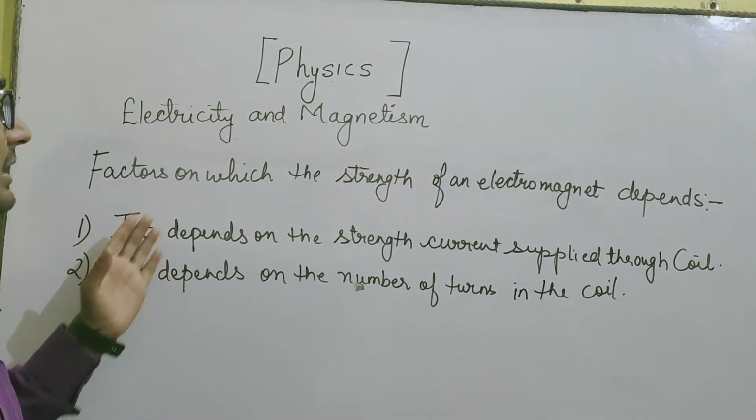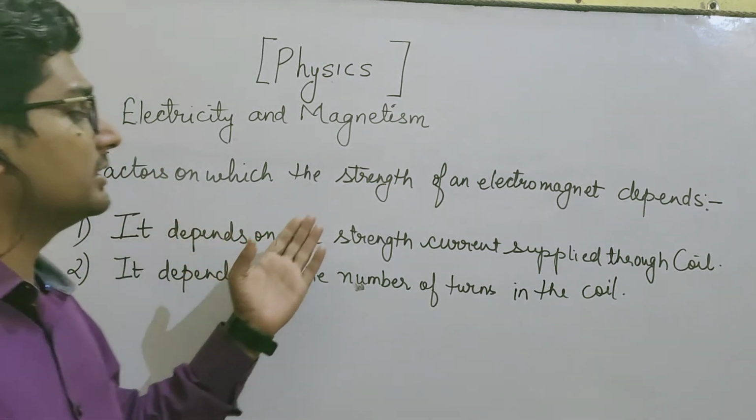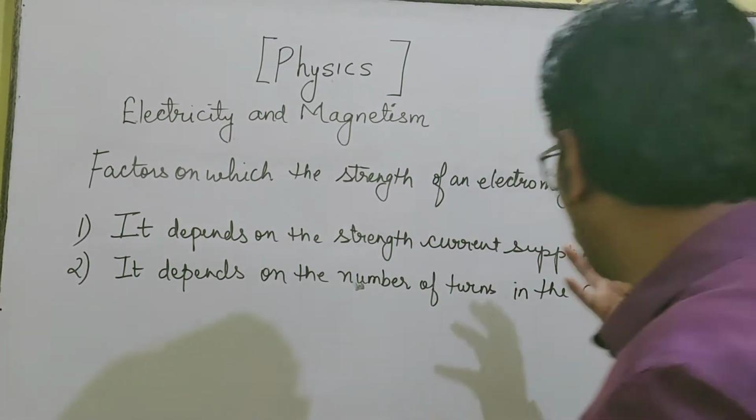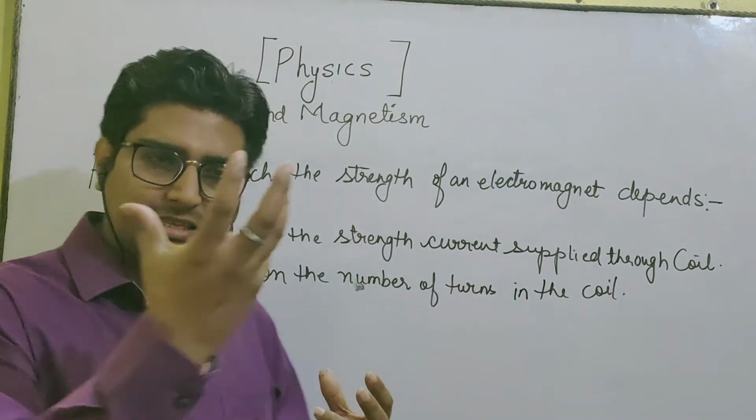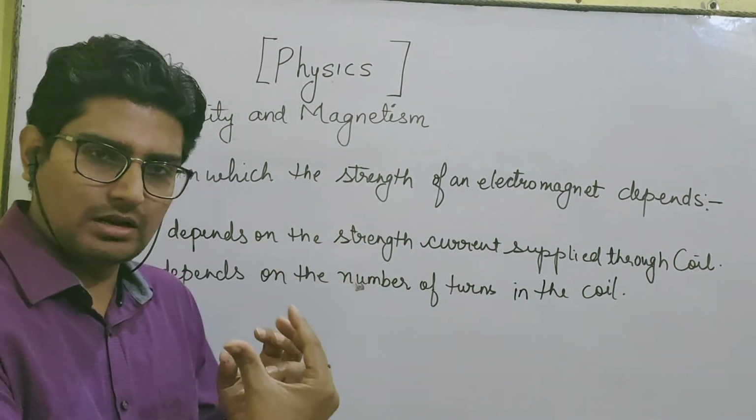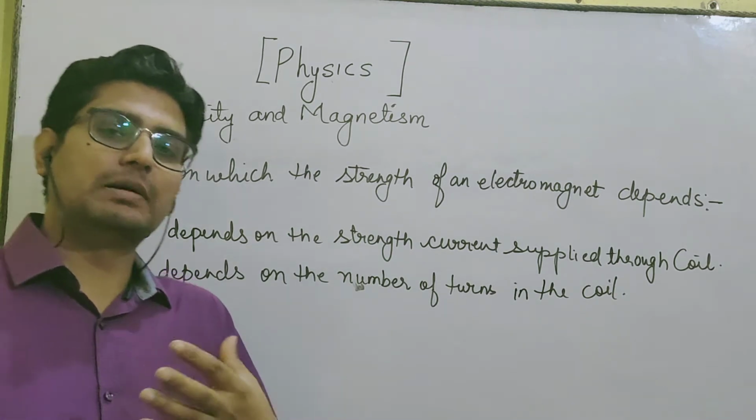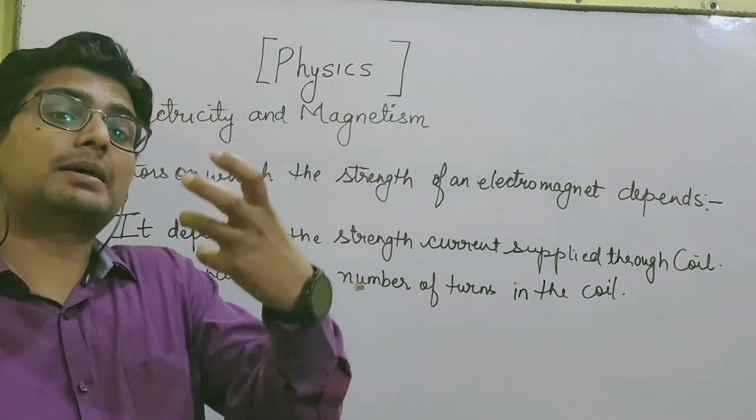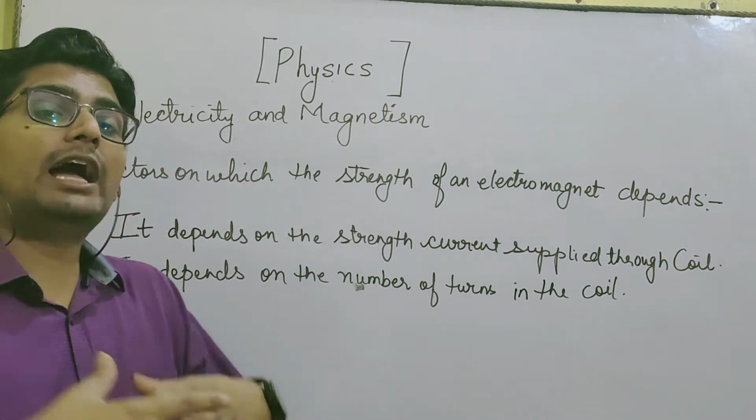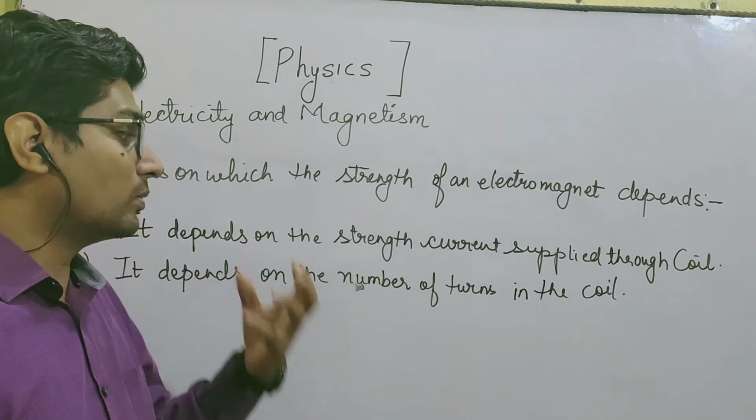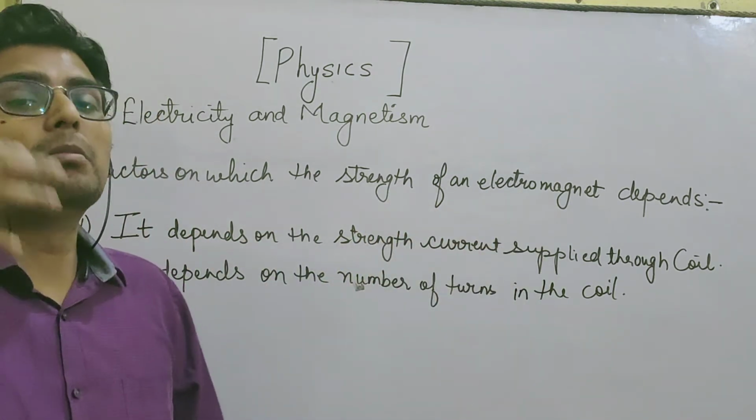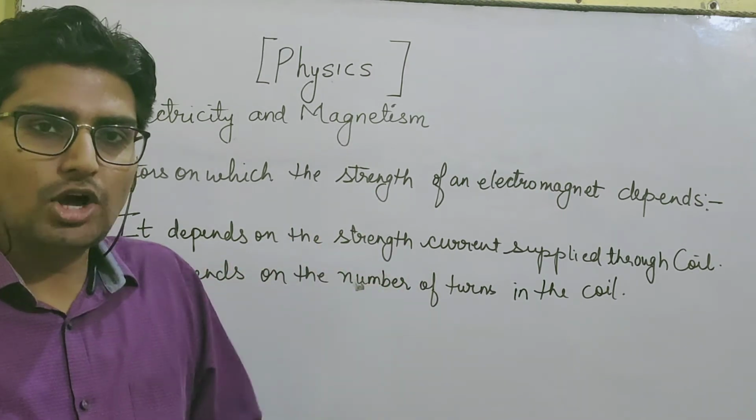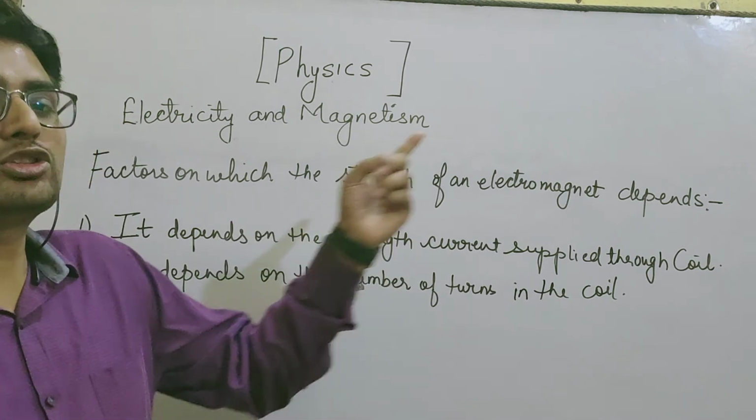First thing, the strength of the electromagnet depends on the amount of current. If you remember, suppose we use a cell. Instead of using a cell, you can use a battery also, you can use a more powerful source. So whatever amount of current supply you give, according to that the strength of electromagnet will also increase. The more the strength of the current is increased, the more the strength of the electromagnet is also going to be increased. So how much current is supplied, on that factor the strength of the electromagnet depends.